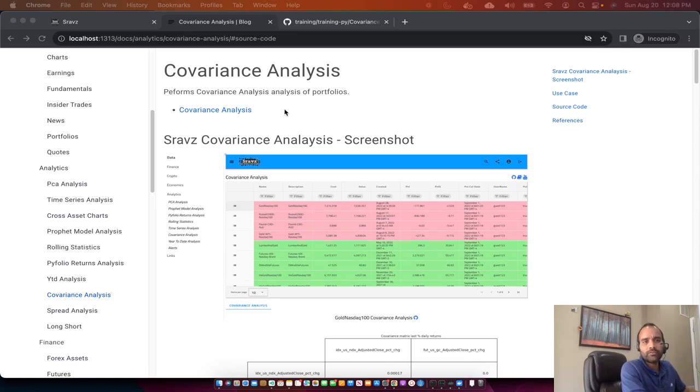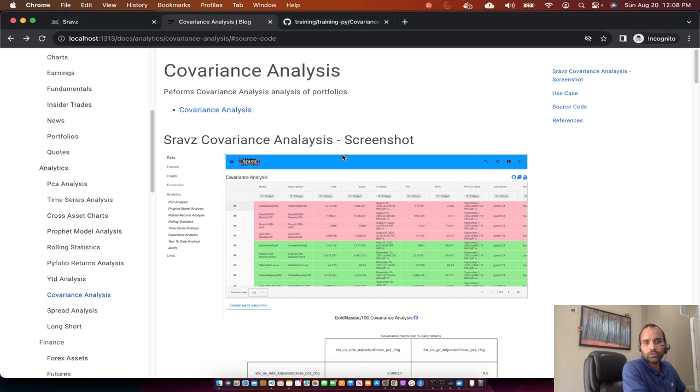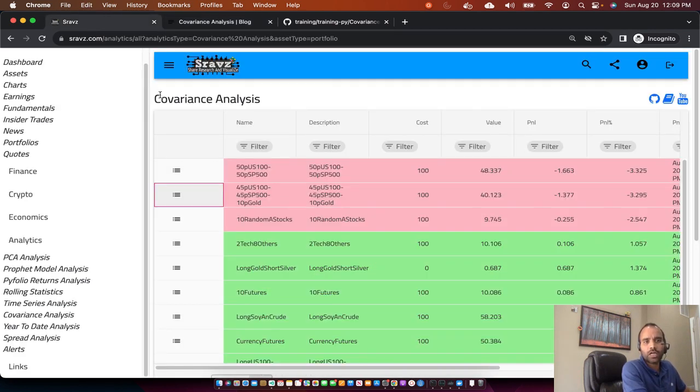In today's session, we'll discuss the covariance analysis which can be done on portfolios in the Sravz UI. So this is the documentation page. Before we go through the discussion, I'll quickly go through how we can do the covariance analysis in the UI. I'll switch to the Sravz UI.